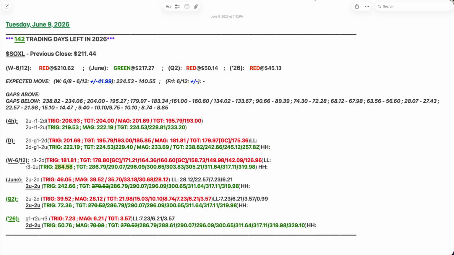And then on the year, again, we talked about it. We went 2 down, 2 up, triggering at 50.76. Magnitude was 70.08. We obviously hit that, and we've gone way past that. So we do have some extended targets, but again, we've got to get back up to at least triggering the 2 up on the week before we can start to look at any of those extended targets there. So patience is going to be the name of the game.